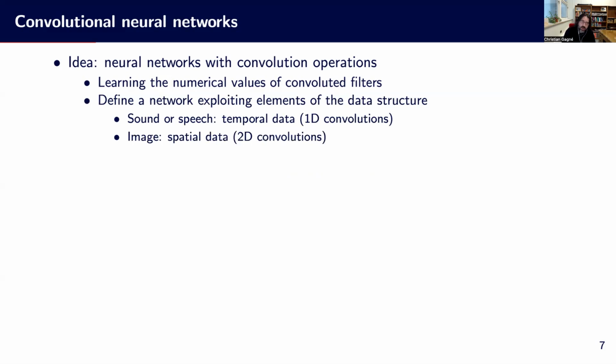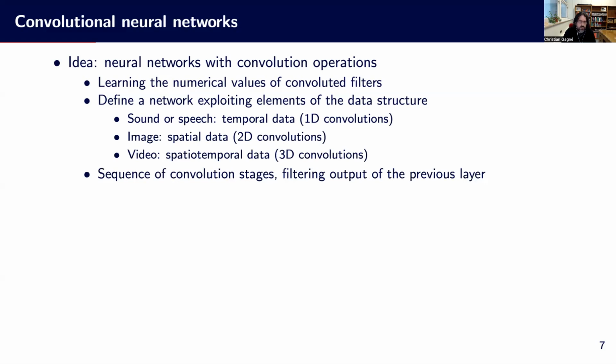For images, we are dealing with spatial data, so 2D convolutions is the right model for that. And we also have video that can be processed with 3D convolutions. That's not necessarily the best or the only approach, but it is possible to have convolutions in space and time that can be used for processing videos.